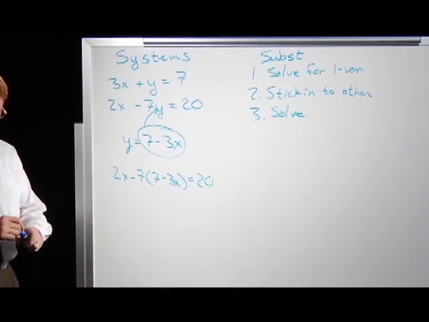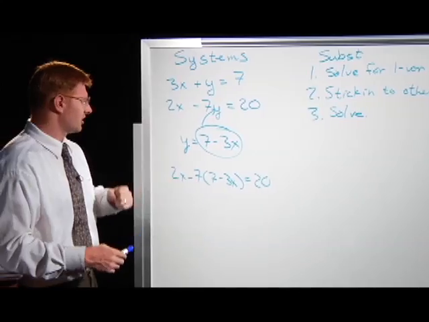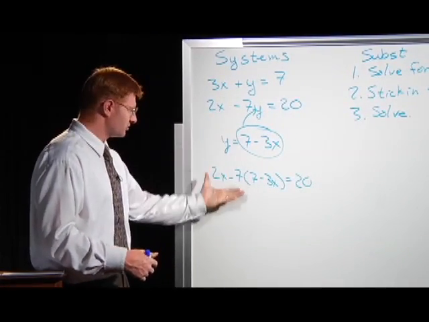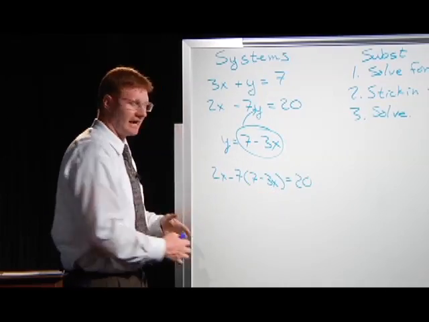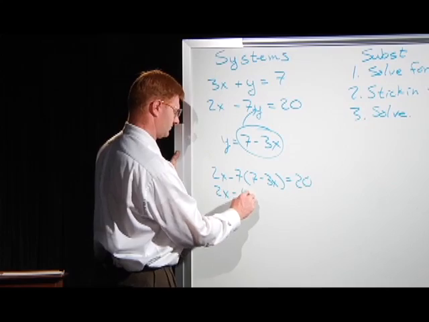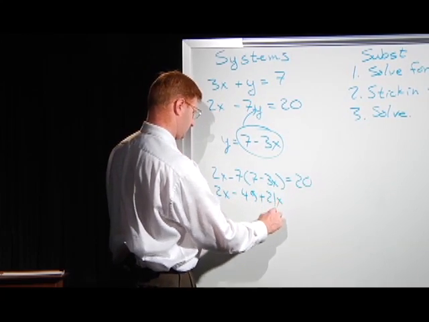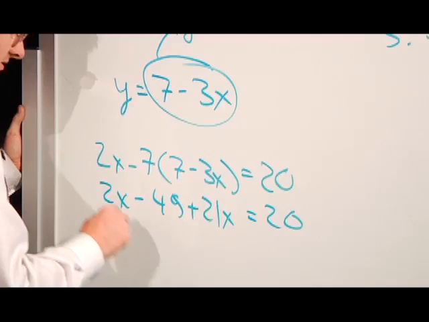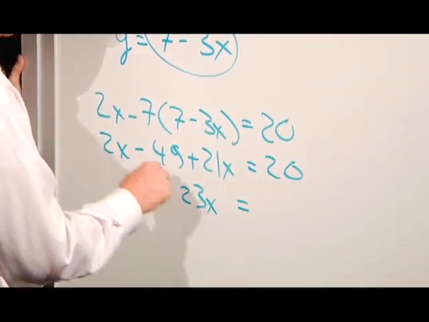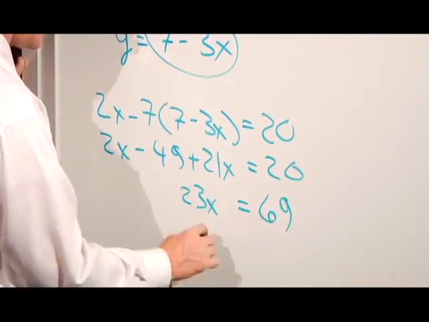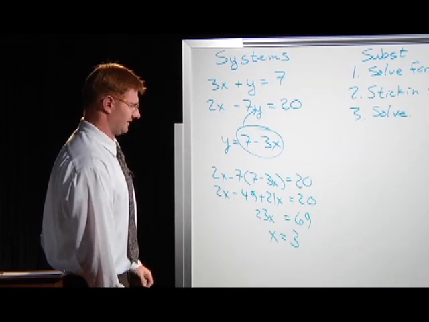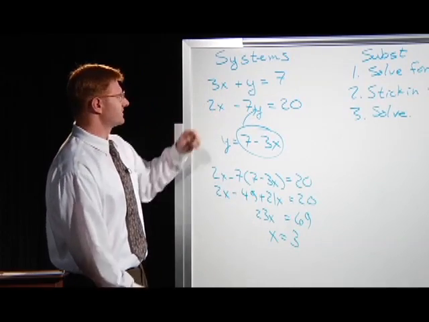Now, students who have passed through the previous chapter know how to solve linear equations. This is something they've always done, so point that out to them. Once you get to this point, you only have one variable. So you have 23x equals, add the 49 over, 69. X equals 3. You are not done. We are supposed to solve the system.